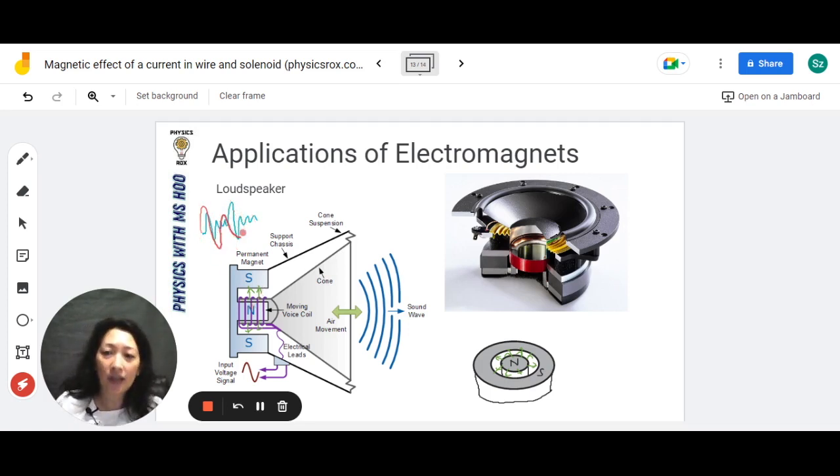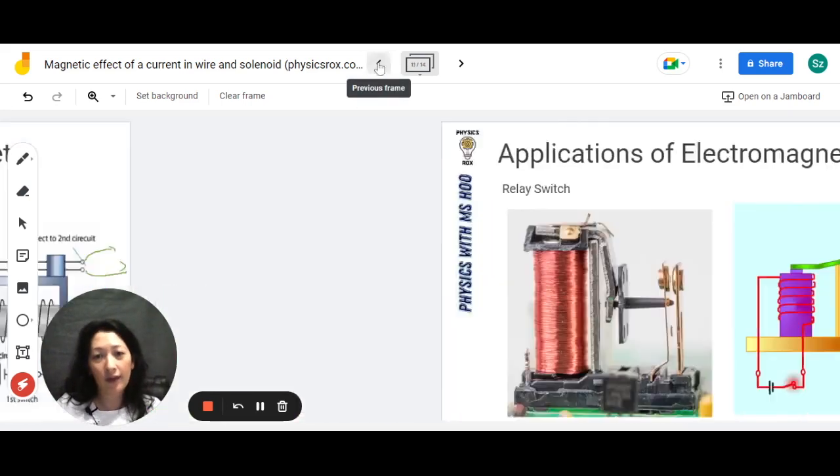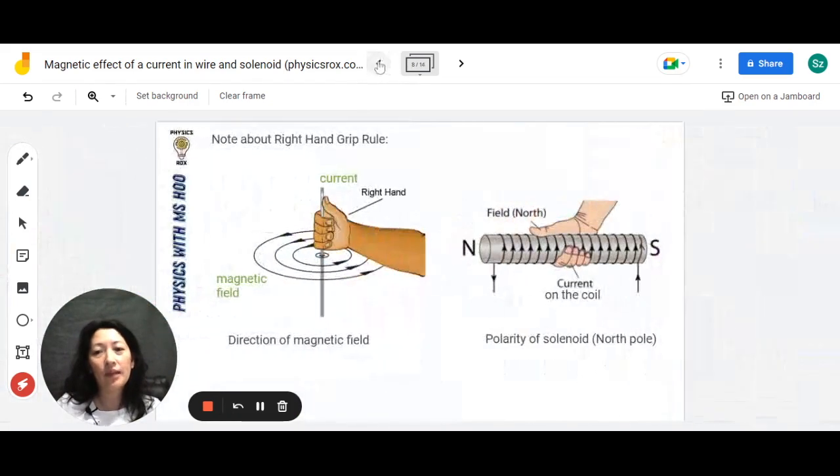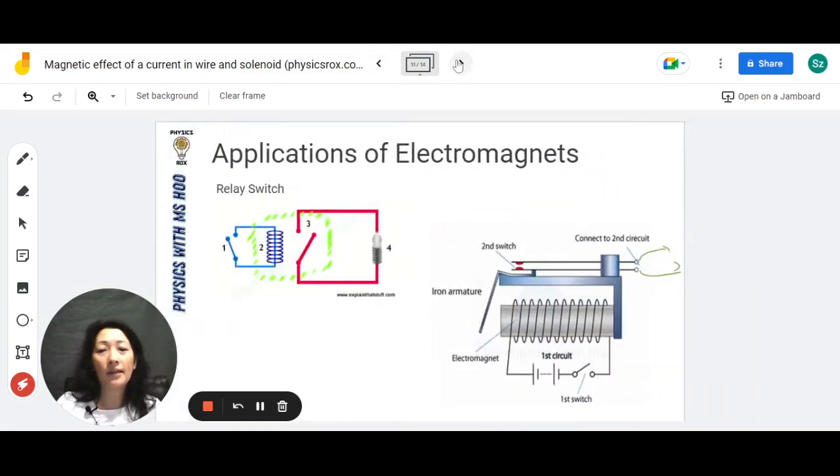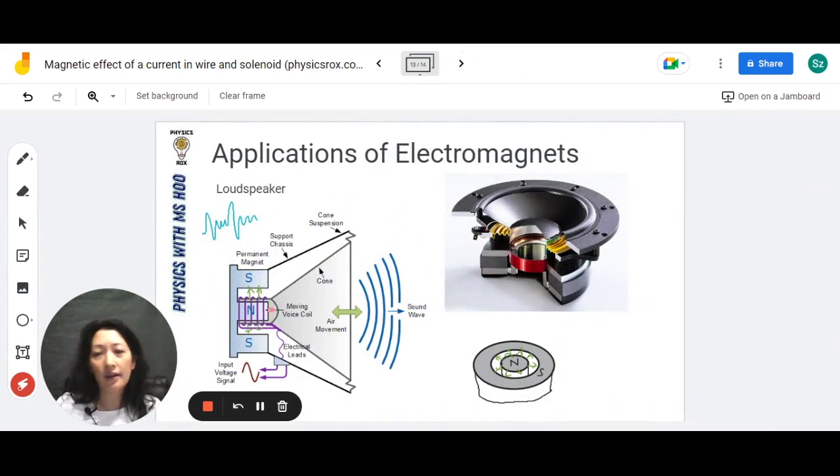So the changes are alternating current. It will flow one way, then the other way, one way, the other way. Now remember the solenoid, let's backtrack a little bit. A solenoid has polarity. If the current flows one way, this side becomes north. If it flows the other way, the other side will become north. So the polarity changes, and because the magnitude changes, the strength also changes.